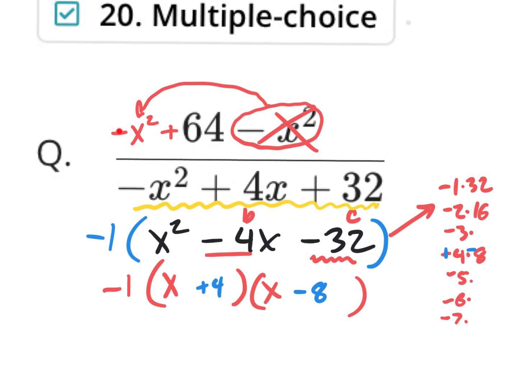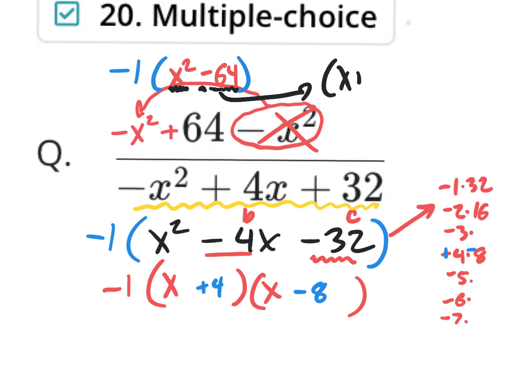Now, you do want to factor this. However, you don't want this to be a -x squared. Just like down here, I didn't want it to be a -x squared. I factored out a -1. Same deal here. I want it to be a positive x squared. So I am going to factor out a -1 again. And if I pull out a -1, then that x squared will become positive x squared. And that positive 64 will become -64. And when you look at the inside of these blue parentheses, you'll have an x squared minus 64. And that could actually be factored to x plus 8, x minus 8, right?